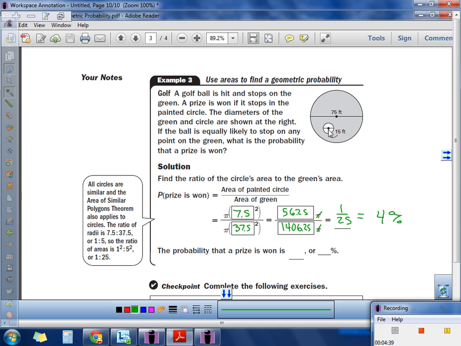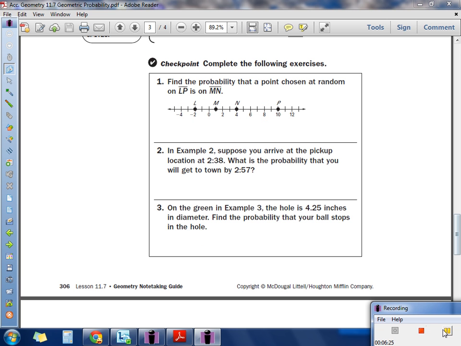So just think about this though. A hole on an actual green is really only like this big. So it's going to be even a smaller chance that you land and get a hole in one on a green. I'll give you a little bit to try these checkpoints, and then I'll go through them with you.